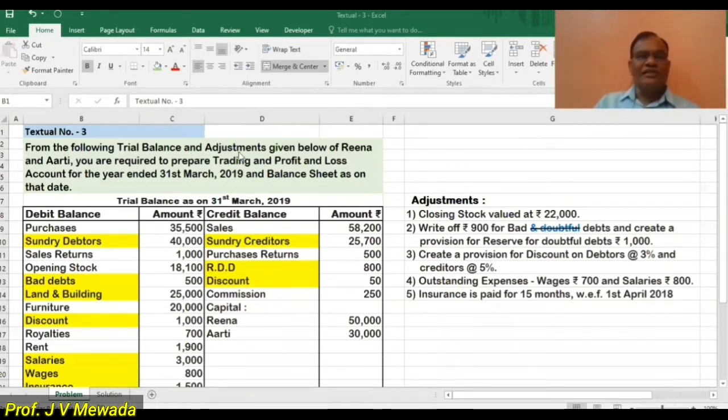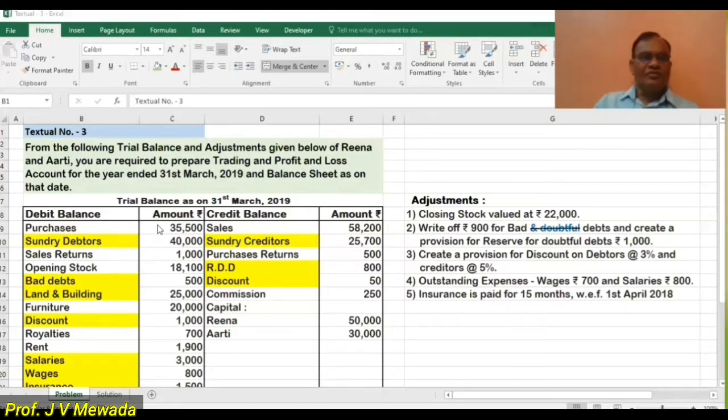From the following trial balance and adjustments given below, Reena and Aarti, you are required to prepare trading and profit and loss account for the year ended 31st March 2019 and the balance sheet as on that date. So the name of the partner is Reena and Aarti. Now on the debit side of the trial balance, let us see.